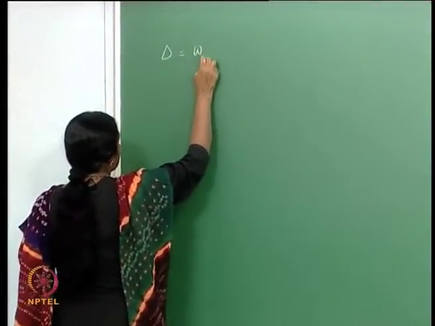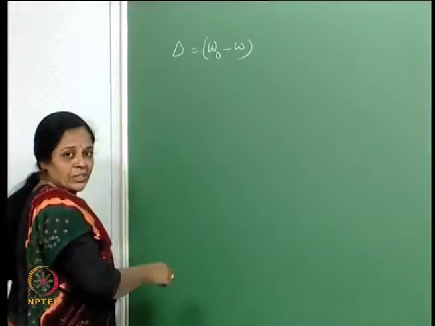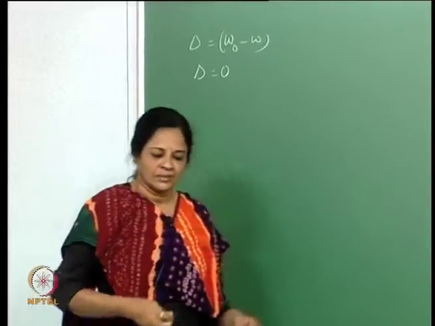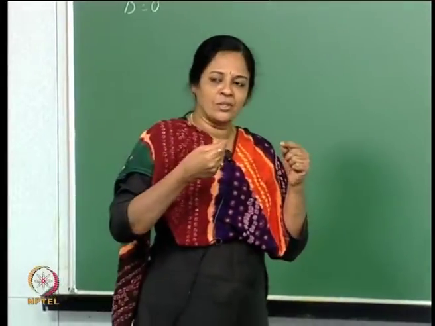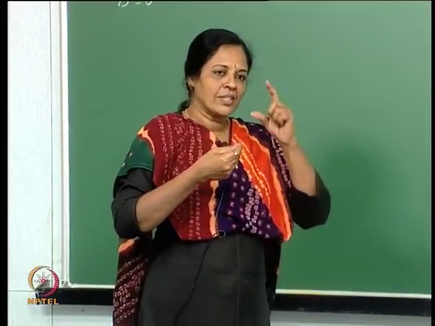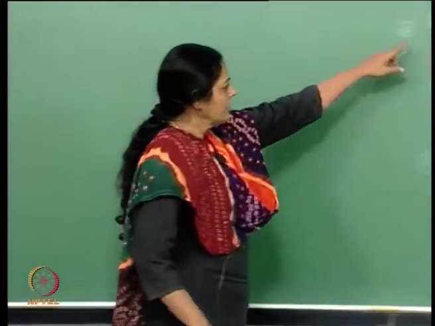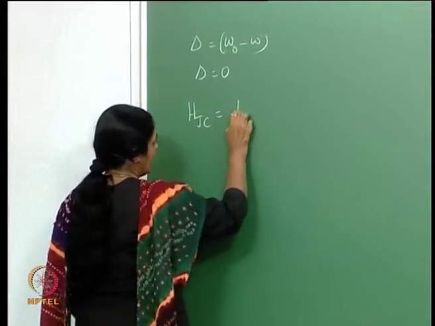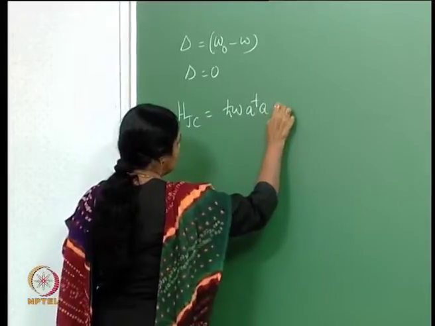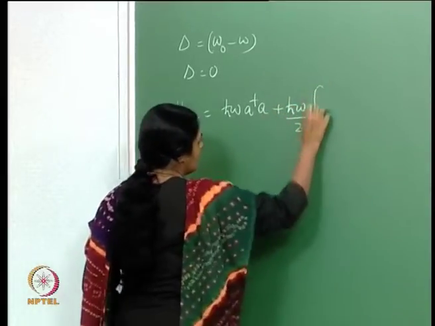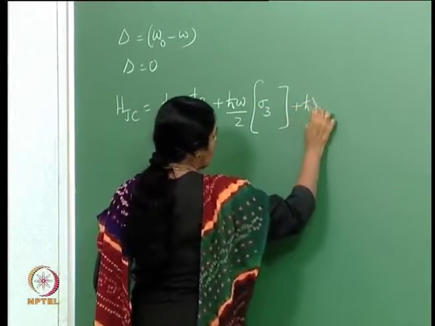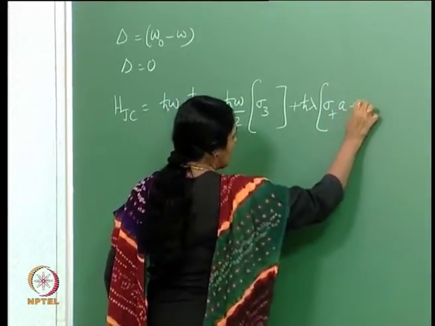The detuning parameter, of course, is omega naught minus omega. Now let me work with delta equals 0. In other words, the frequency of the radiation field exactly matches the frequency omega naught here. Then the Jaynes-Cummings Hamiltonian clearly takes on this form: h cross omega naught by 2 sigma 3 plus h cross omega a dagger a plus h cross lambda, sigma plus a plus sigma minus a dagger.